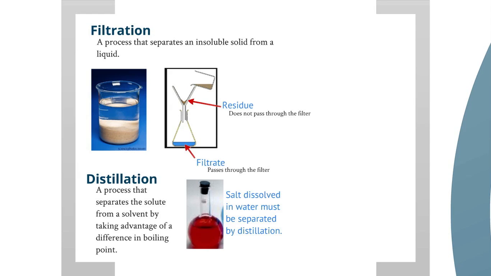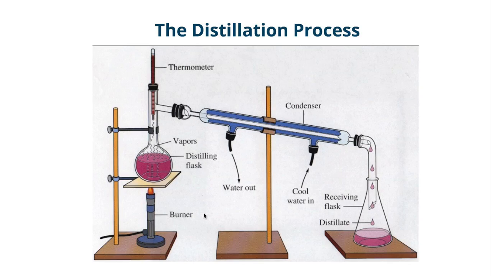Even if you were to look at this solution under a microscope, you will not be able to see the individual particles. It's a solution, it's a homogeneous mixture. So if you pour it through a filter, all of it's going to pass through. You need to separate this mixture by distillation. So this is the distillation process. This is the apparatus. This is what it looks like.